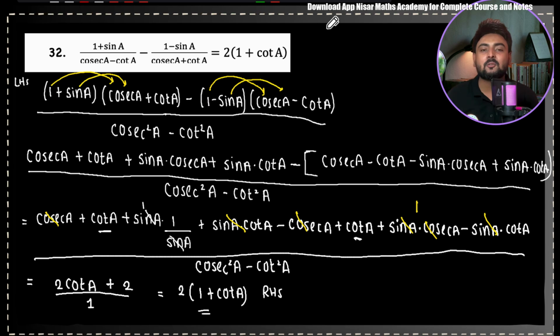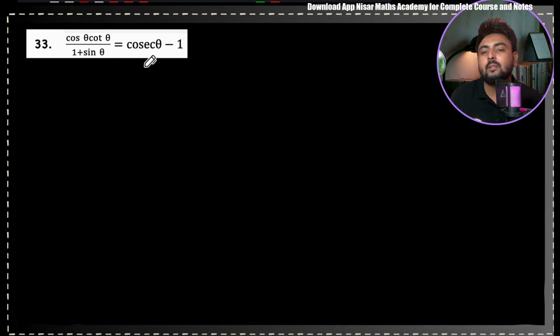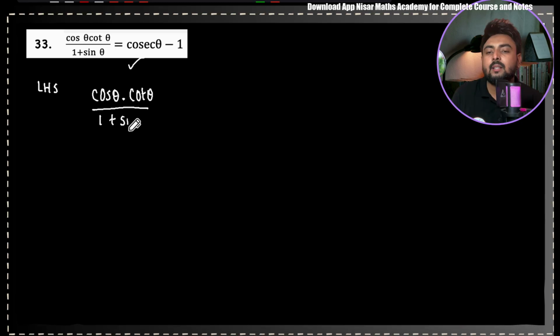Let's go ahead to the next question. The next question we have is cos theta into cot theta upon 1 plus sin theta is equal to cosec theta minus 1. Okay, so children, here if we see, we have cosec theta in the RHS. What I'll do, I'll take the left hand side first. I have cos theta into cot theta upon 1 plus sin theta. What I'll do now, I cannot cut that sin theta. I want that sin theta because sin only will be converted into cosec. So I'll keep that sin theta as it is.